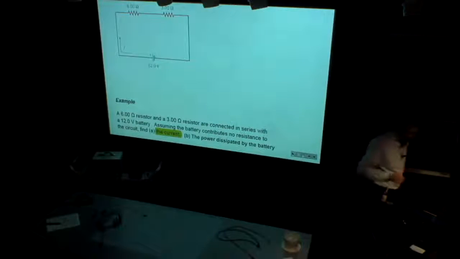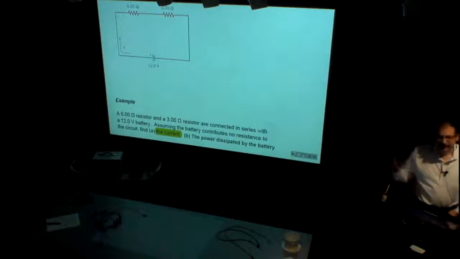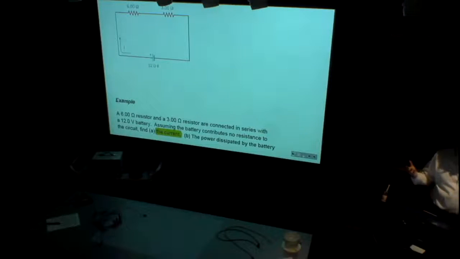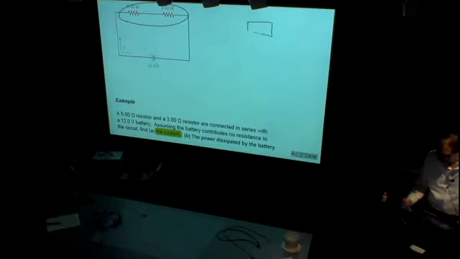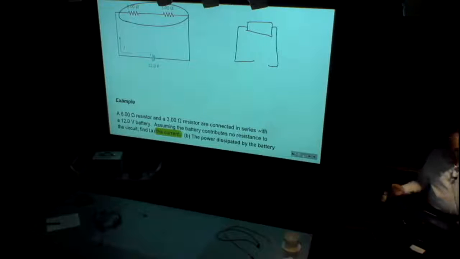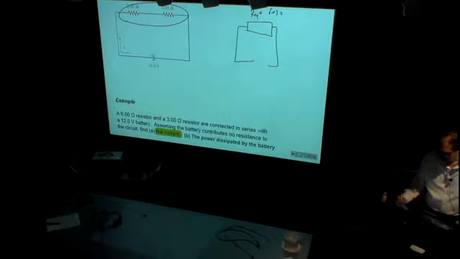That's it. Now, what do we do if we have several devices connected together? We know what to do. First, we know that we can replace two resistors connected in series with only one resistor. What should be the equivalent resistance of this one? According to the rule, 6 plus 3, it should be 9 ohms, connected to the same battery. This is the equivalent circuit, 12 volts.